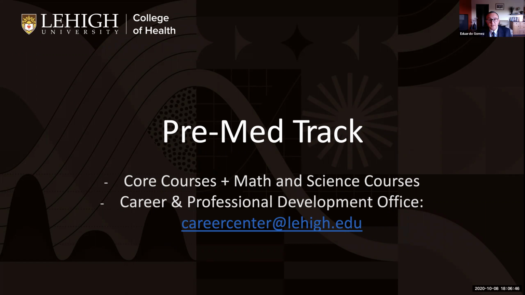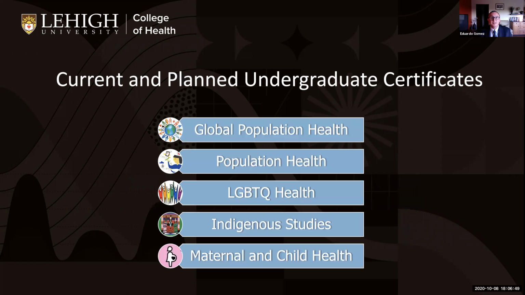But we also have several certificate programs, and these are the current and planned undergraduate certificates. Our current certificates are Global Population Health and Population Health. We also have planned the LGBTQ Health Certificate, Indigenous Studies Certificate, and Maternal and Child Health Certificate programs. The Global Population Health and Population Health certificates all require 16 credits.